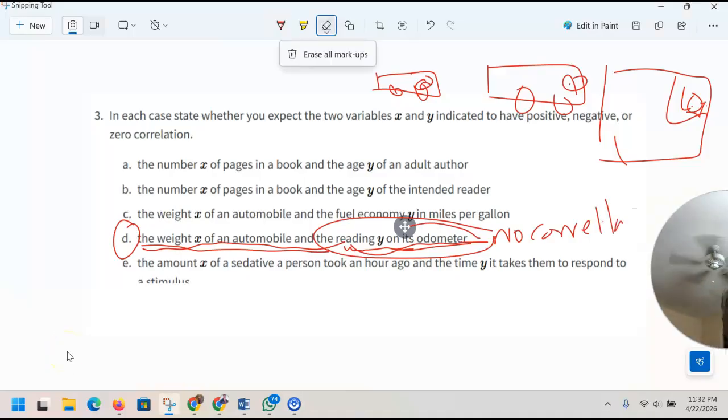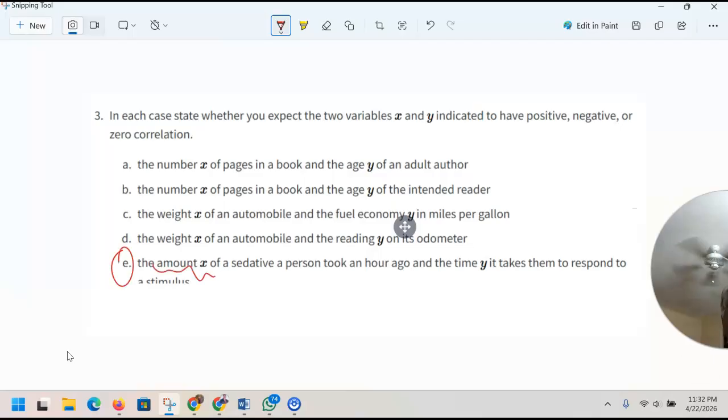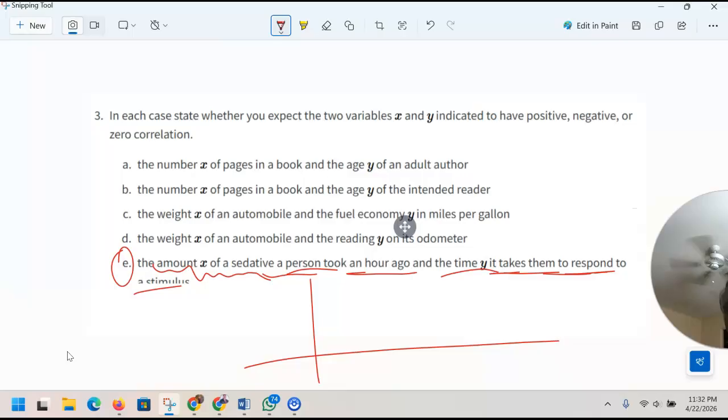Oh, the last question is E. The amount x of a sedative a person took an hour ago, and the time y it takes them to respond to the stimulus. What it means is how much you consumed 1 hour back. Let's see, 500 milligram maybe, 1000 milligram. That's like 0.5 gram. This is like 1 gram. This is like 1.5, 2 gram.